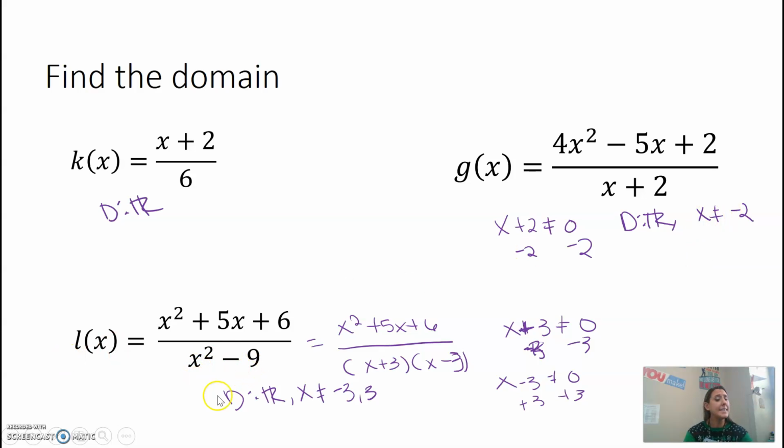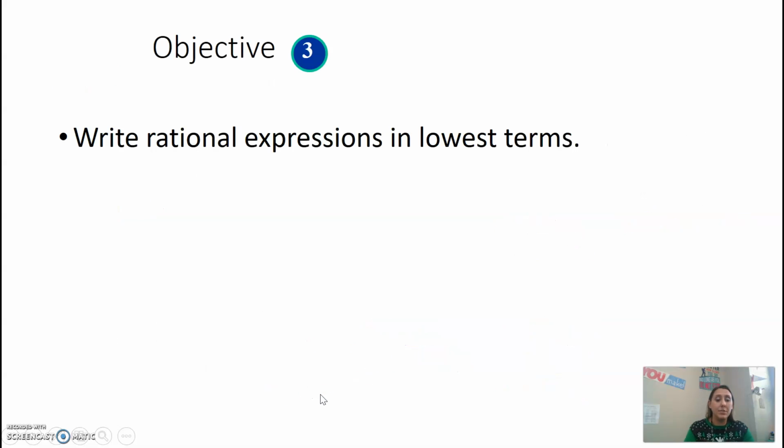For this one, I needed to factor the denominator and then set that not equal to 0. So I factored it here as a difference of squares. I didn't worry about the numerator, and so I got that the domain was all real numbers, such that x is not equal to -3 or +3.